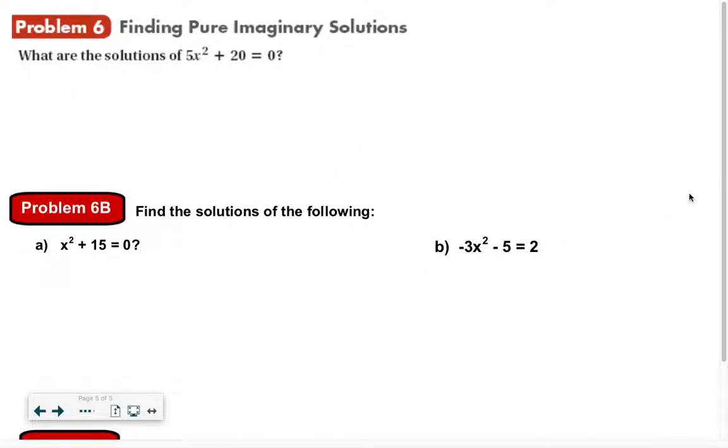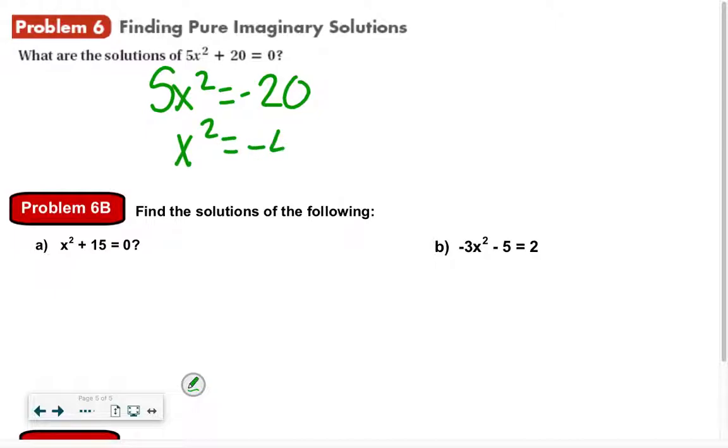Alright. This should hopefully look kind of familiar. Except for we just got imaginary solutions this time. How do you think I should solve 5x squared plus 20 equals 0? Move the 20 over. Good idea. So I have 5x squared equals negative 20. What do I do from there? Divide by 5. So x squared equals negative 4. Square root.